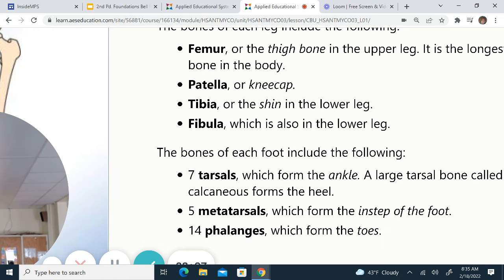All right, so then you have bones in your foot. You have your tarsals, which form your ankle. That's kind of like your carpals in your hand. So you have tarsals instead of carpals in your foot. And then you have your metatarsals, and then your phalanges, which are your toes.